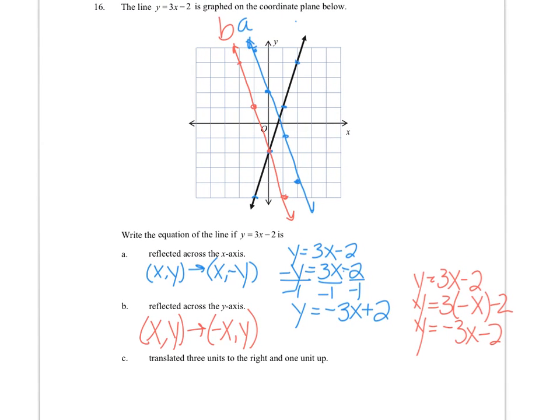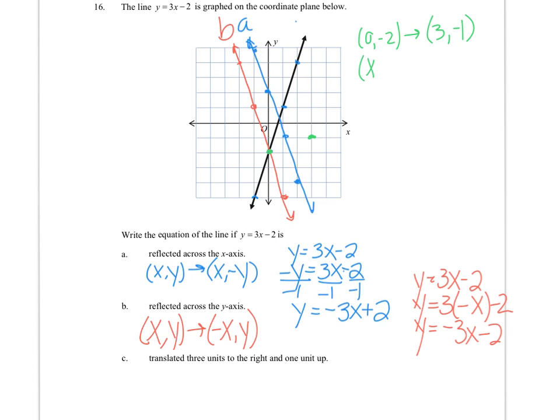Part C is the hardest. We're going to translate 3 units to the right and 1 unit up. The first way I'm going to show you is using the points, because that might be the easiest. So let's say I take this point right here. I'm going to be moving it 3 units to the right, so 1, 2, 3, and 1 unit up. So I'm going to have a point right here. So this tells us that (0, negative 2) is going to become (3, negative 1).